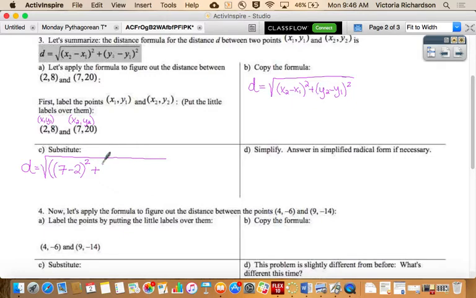Now I have another parentheses. Y2 is the number 20 minus y1, which is 8, and then I square that. And then I put my finishing parentheses. Because if you open a parentheses, you got to close it.